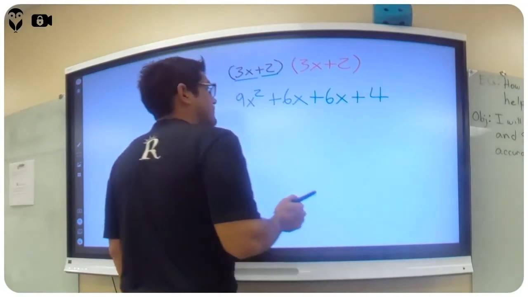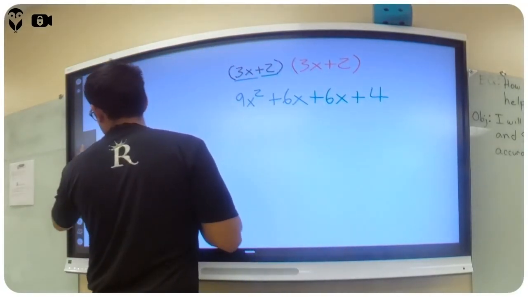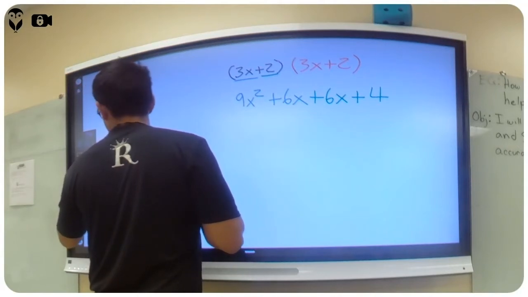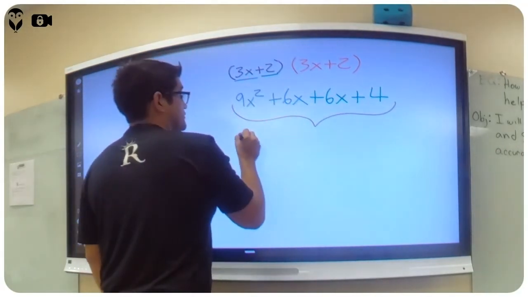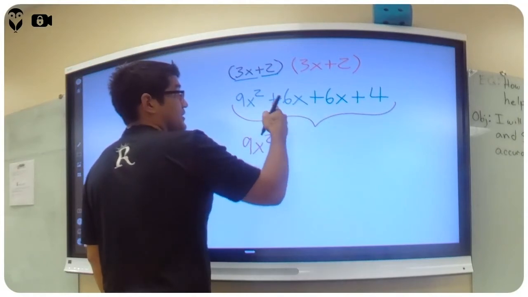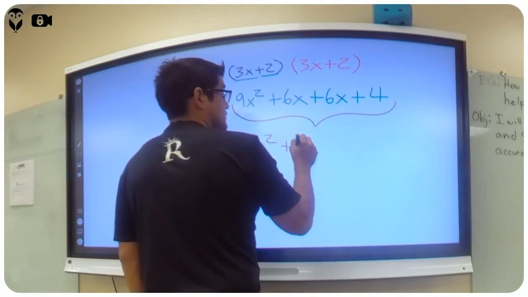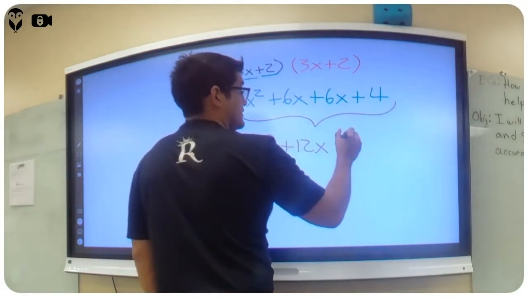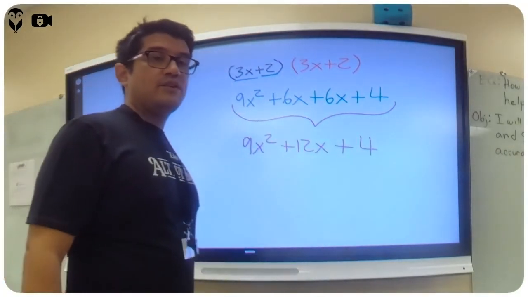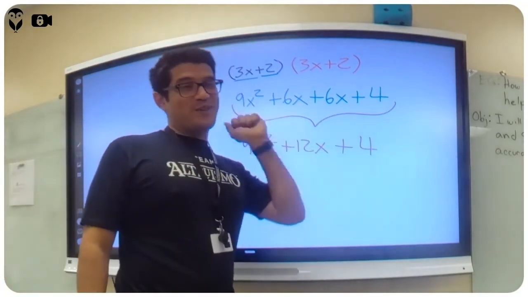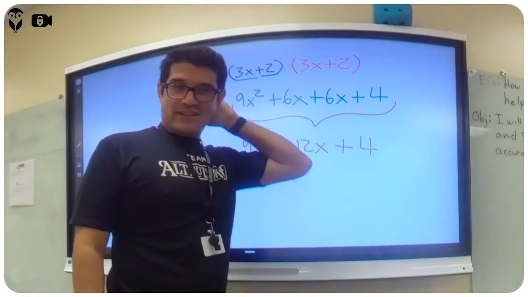All right? We're going to combine like terms using purple here. Combine like terms. There's no other x squared, so 9x squared stays here. This makes 12x, and this makes 4. Okay? There is a shortcut, but it's only for the things that are being squared. Okay?